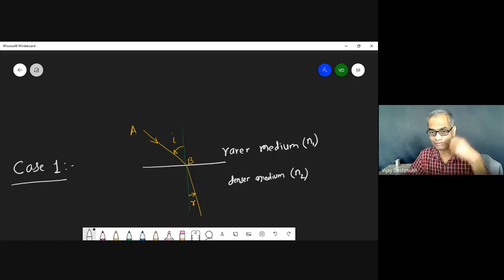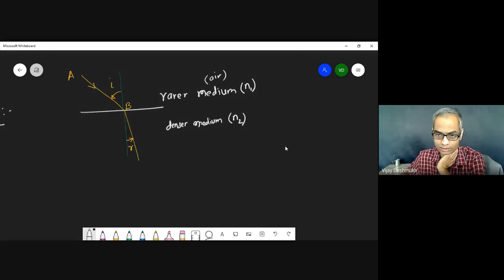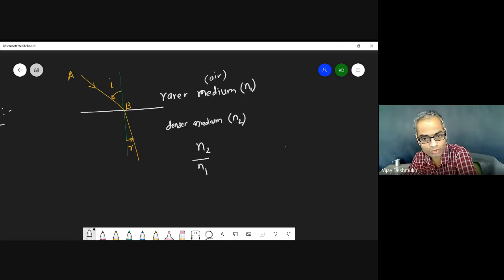Then how do you define the refractive index now? Normally the rarer medium is air. So we define the relation as N2 upon N1. N1 is normally the refractive index of air, which is equal to 1, and therefore you don't write it this way. So N2 is directly the refractive index, and this is equal to sine I divided by sine R. Am I right?